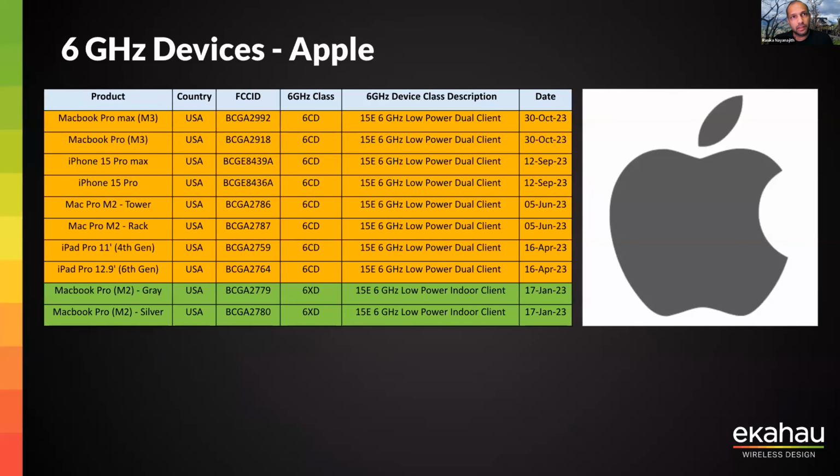So you can see the Apple devices. All new Apple devices are 6CD. That means they are dual clients. The only client that is 6XD is the MacBook M2, which was the first 6 gigahertz capable device, maybe last year or early this year. They are indoor clients. They are not able to connect to the outdoor or standard power access point. But other than that, yeah.